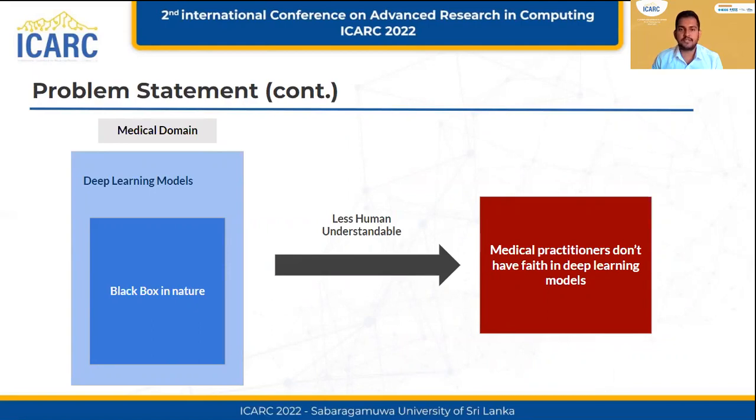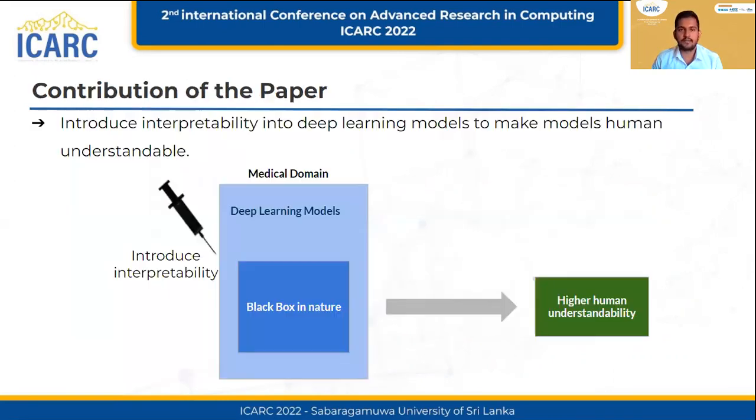As in this image, in the medical domain, there are many deep learning models, but most of them are black boxes in nature. In return, they are less human understandable. That being the case, medical practitioners do not have faith in deep learning models. To address the above identified problem, we try to introduce interpretability into deep learning models to make them human understandable. This is the contribution of our paper.